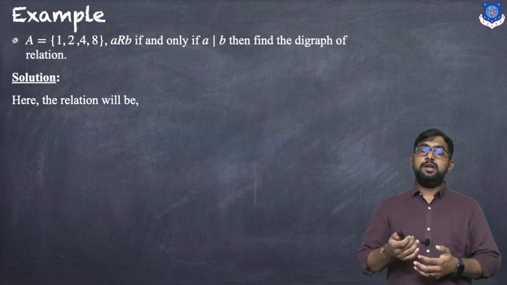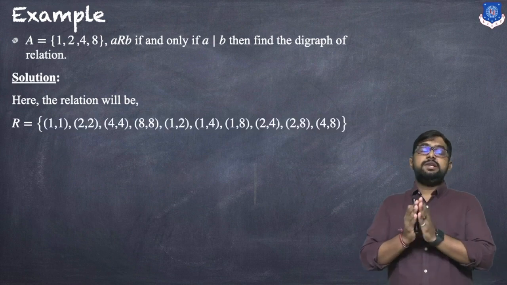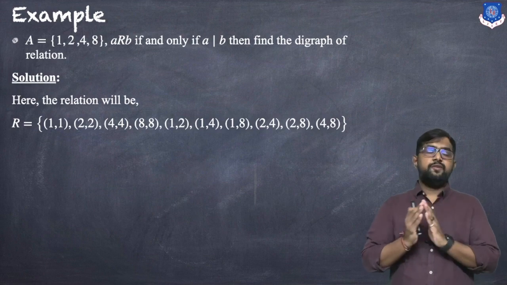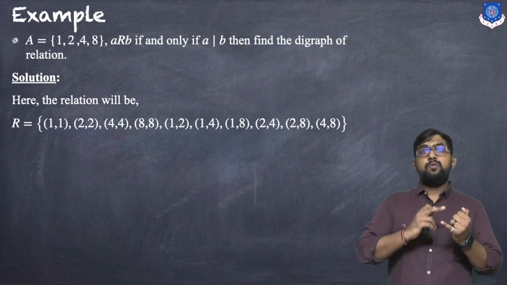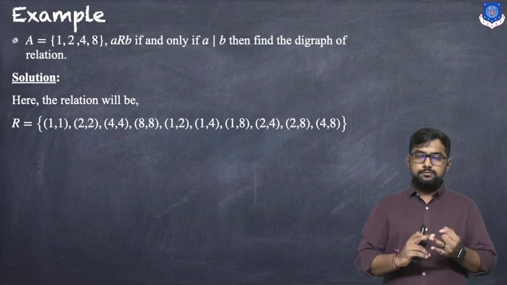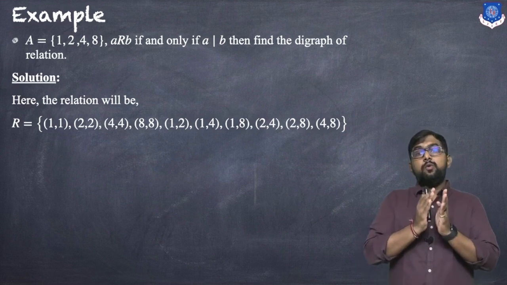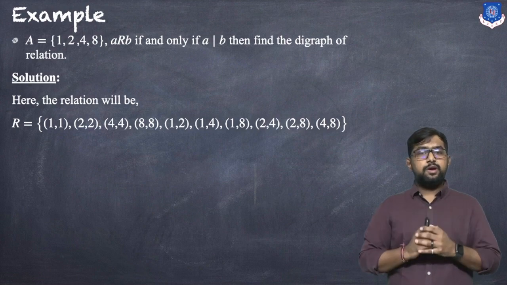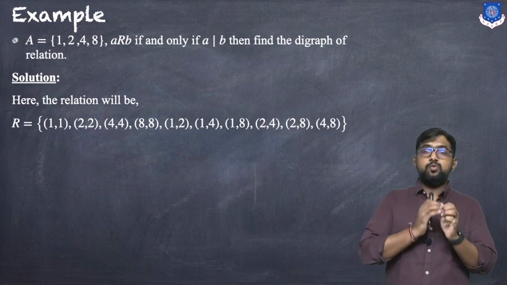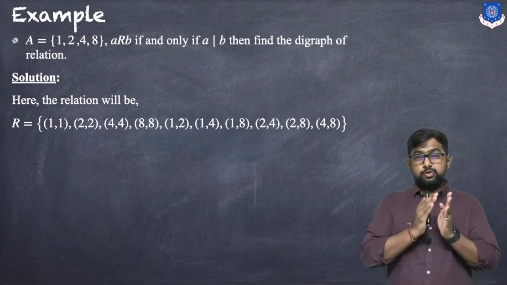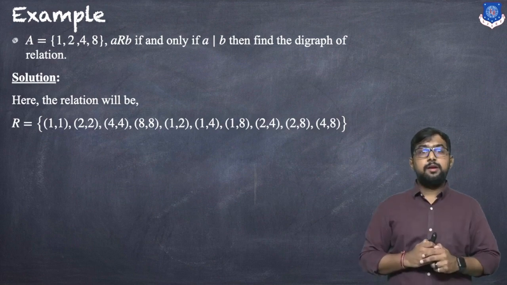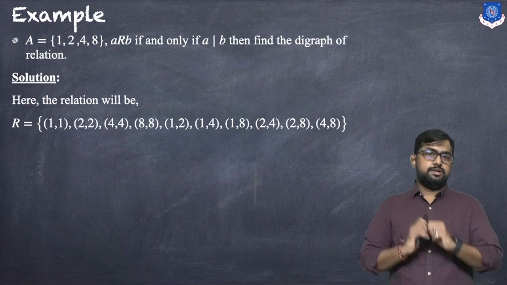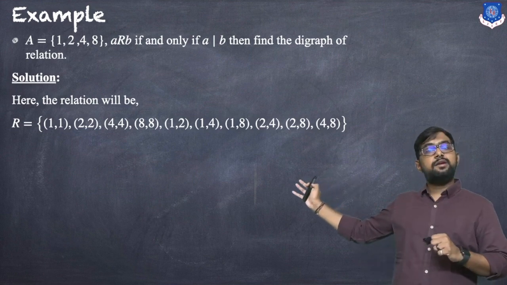Here, each and every element divides itself. So 1 divides 1, 2 divides 2, 4 divides 4, and 8 divides 8. So (1, 1), (2, 2), (4, 4), (8, 8) will be there. Now consider 1. 1 divides 2, 1 divides 4, 1 divides 8. So (1, 2), (1, 4), (1, 8) will be there. Then let us take 2. 2 divides 4, 2 divides 8. So the pairs (2, 4) and (2, 8) will be there. Now take 4. So 4 divides 8. So that's it. In R, these many entries will be there.